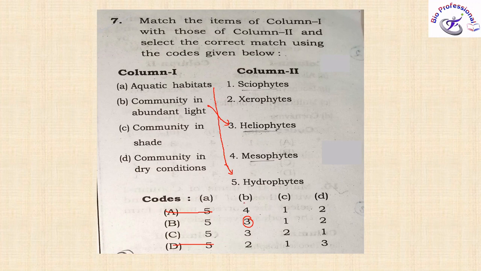Next, community in shade. The community of plants which grow in shade is known as sciophytes. So C is 1. And the community in dry condition is xerophytes. So option B is the correct one.